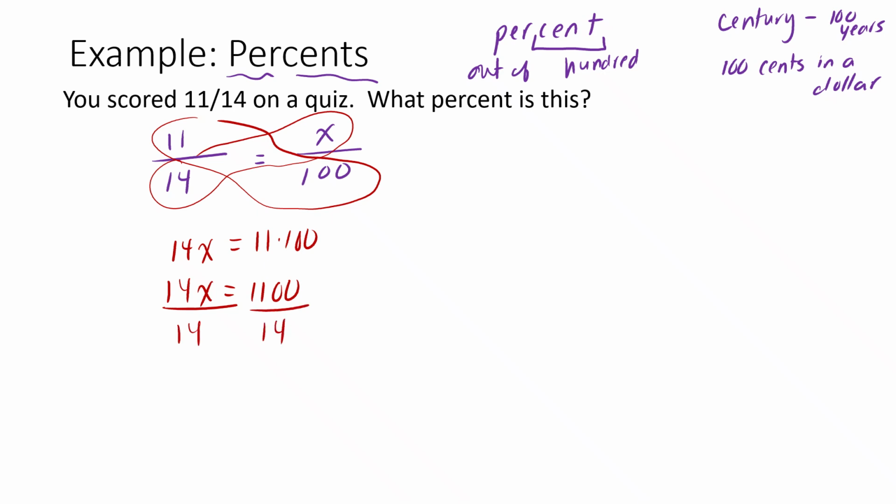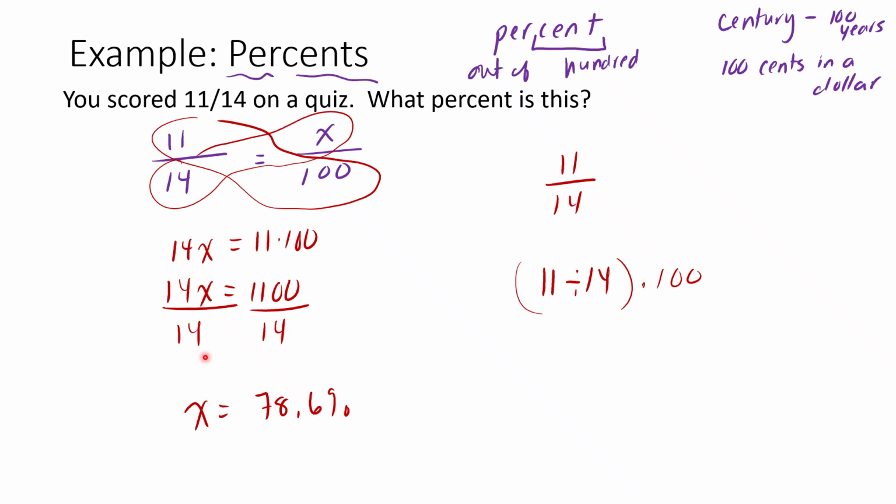Divide by 14. And what do we have? It does not help that I keep entering stuff in wrong. 1100 divided by 14. 78 point, we'll say about 78.6. Now you might have said, well, I had a teacher once tell me that I could do 11 divided by 14, and then take that result and multiply it by 100.